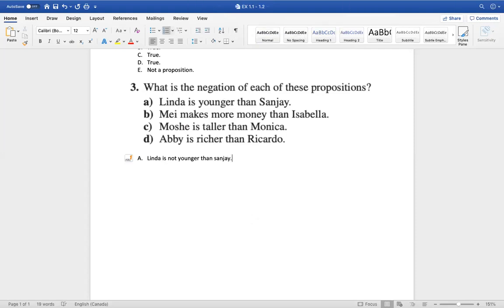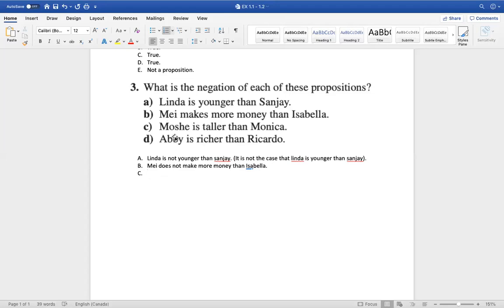Okay, so Linda is not younger than Sanjay, or what we can say is it is not the case that Linda is younger than Sanjay. This is the negation of this proposition. Now we say Mai makes more money than Isabella. We can do the same thing here. We can say Mai does not make more money than Isabella, or we can also say it is not the case that Mai makes more money than Isabella. So there are different ways of saying one thing, but what's important, again, is that you understand the concept.